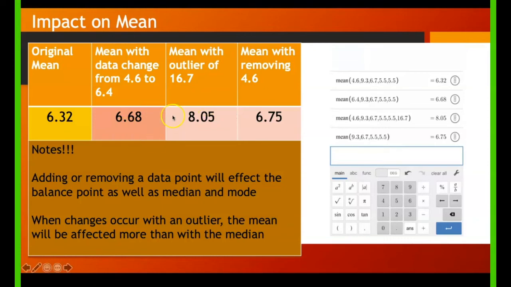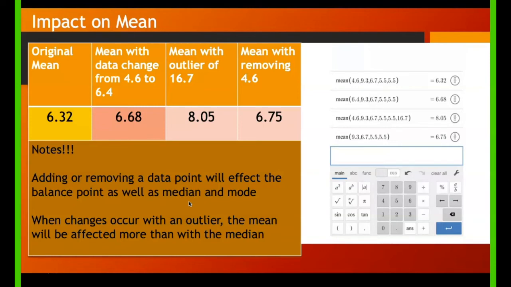So this is what I want you to write down in your notebook. Adding or removing a data point will affect the balance point, and it also could change your median and your mode. So just be aware of that.